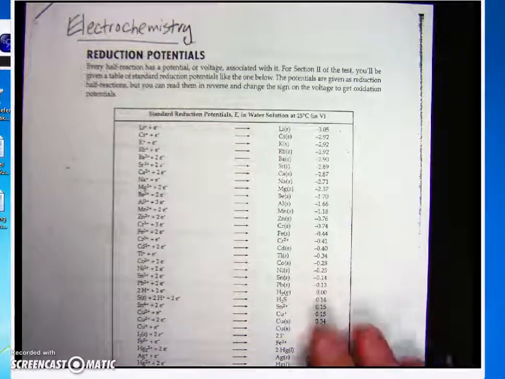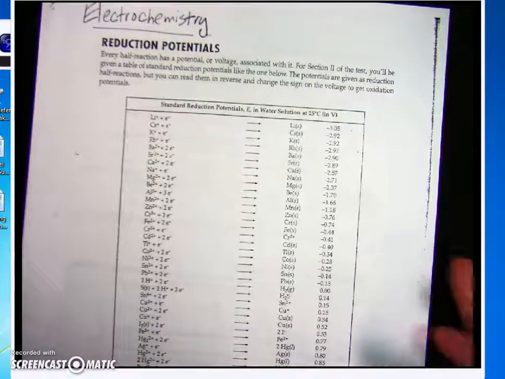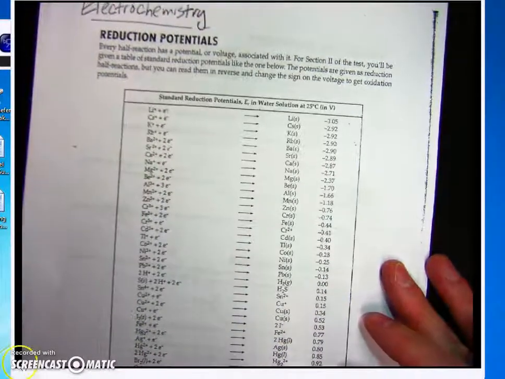Hey guys, this is the second video in our series on electrochemistry. I've already introduced how to read this chart. Let's go over a couple more things about it.